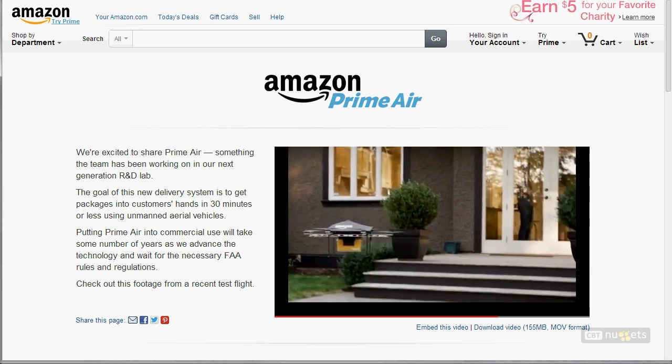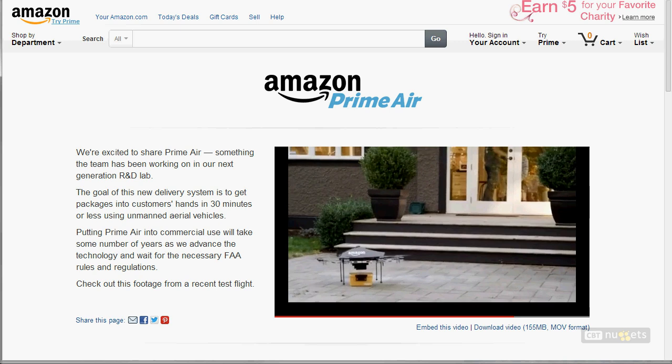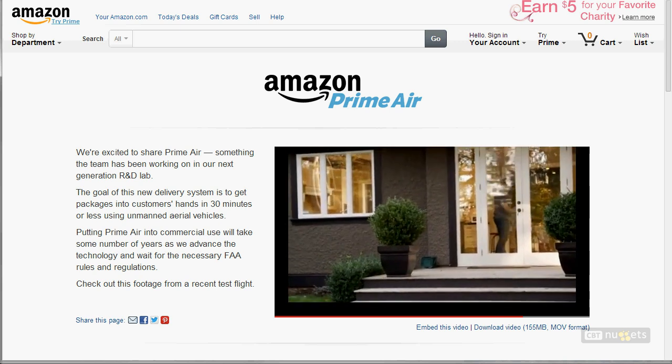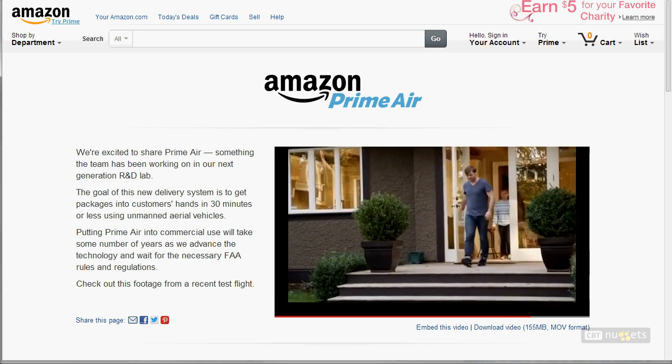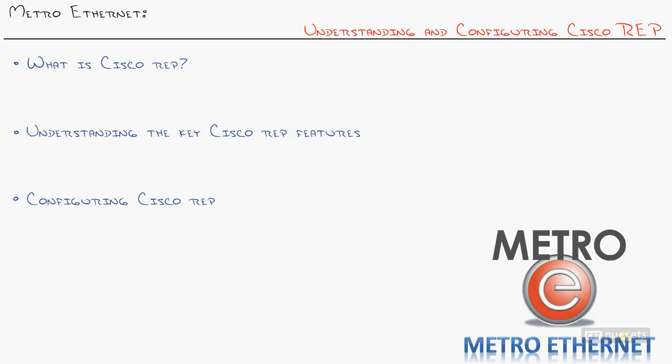Although I would be one of those people, because I'm wondering, watching this drop off at the doorstep, what's to keep somebody from grabbing the drone? I'd be like, kids, get the drone. We'd all come and tackle it and dismantle it to try and figure out how this thing works and all that. Anyway, I digress, right?